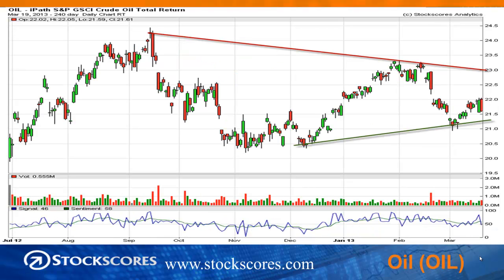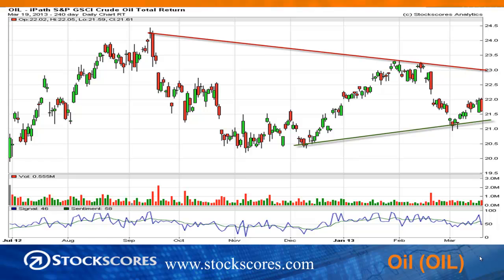Here's the chart of oil. It is in a sideways pennant pattern. We've seen this market just sort of grind in this sideways pattern for some time. I'm going to call it a neutral chart. It's a neutral chart with a little bit of a negative bias because the trend into this pennant was down. But I think we're just going to grind sideways here.